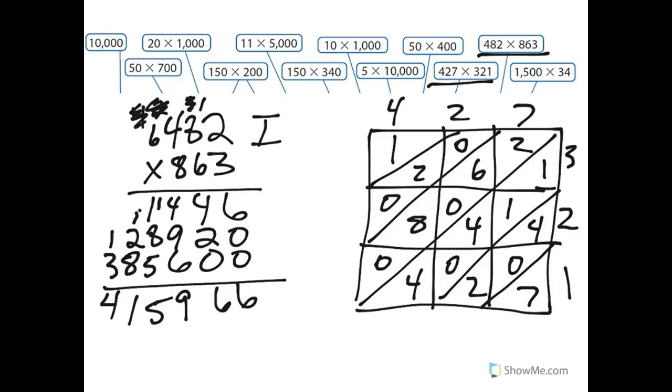So adding diagonally, we got 7, 6. 1 plus 1 is 2. 2 plus 4 is 6. 6 plus 4 is 10. Carry that 1. 1 plus 2 is 3. 3 plus 6 is 9. 9 plus 8 is 17. Carry that 1. 1 plus 2 is 3 and 1. So 137,067 is going to be D, so I'm going to put a D in there, right, and then move on.